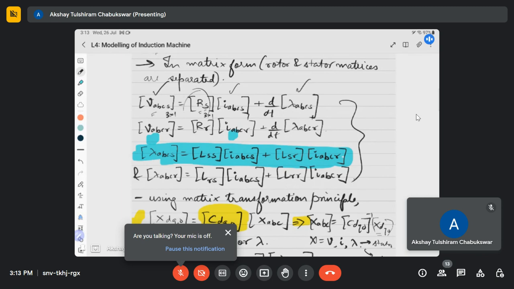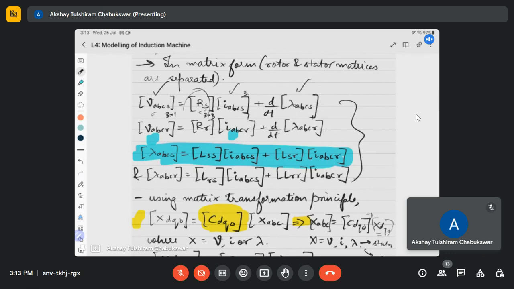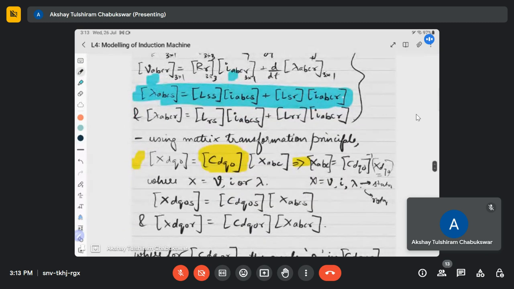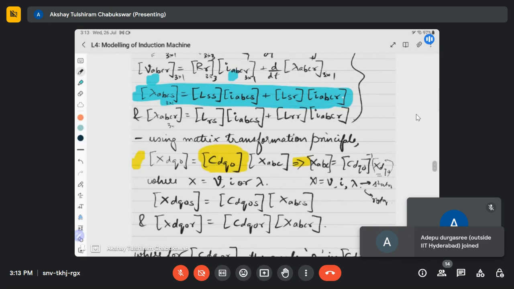Only RS matrix. This is not R matrix, this is the RS matrix. So this is 3 cross 3. So this has to be 3 cross 1. This is 3 cross 1. Similarly, this is 3 cross 1, 3 cross 3, 3 cross 1, and 3 cross 1. Similarly, these are 3 cross 1, 3 cross 1, 3 cross 3. All the L terms are 3 cross 3, and all the currents are 3 cross 1.